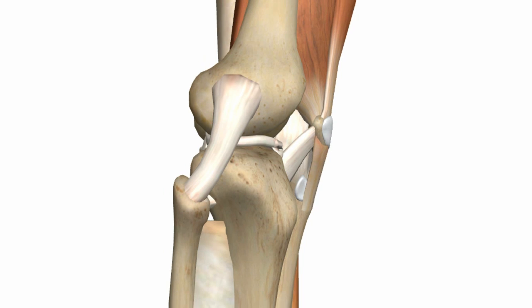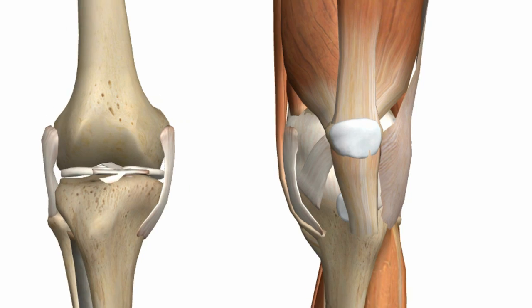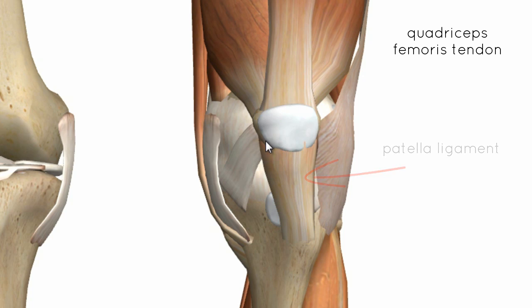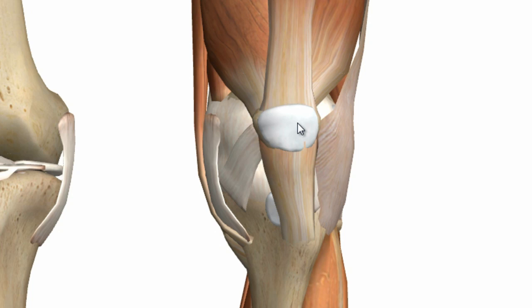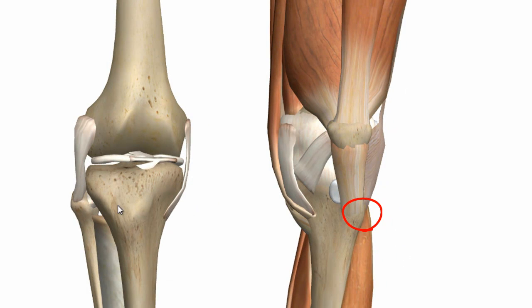Then we've got this ligament here, the patellar ligament. This is continuous with this tendon above, the quadriceps femoris tendon, and this attaches around the sides of the patella and at the apex of the patella, and it attaches distally to the tibial tuberosity. So you can see the tuberosity of the tibia.